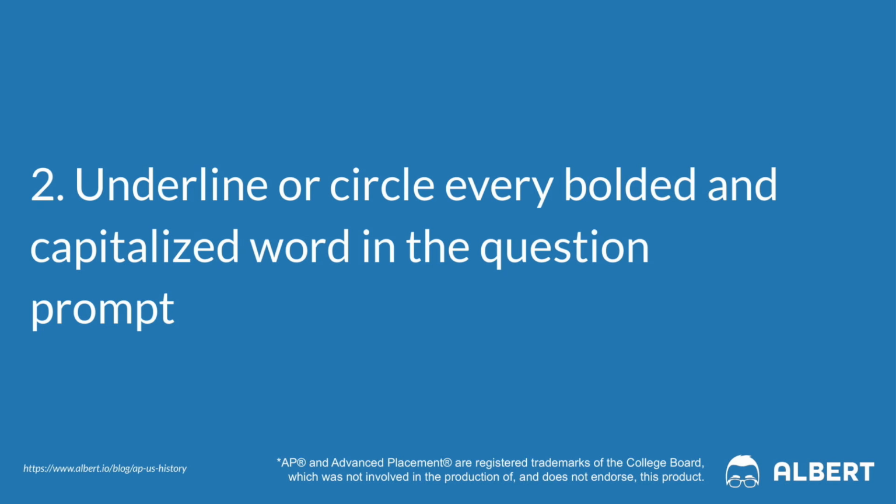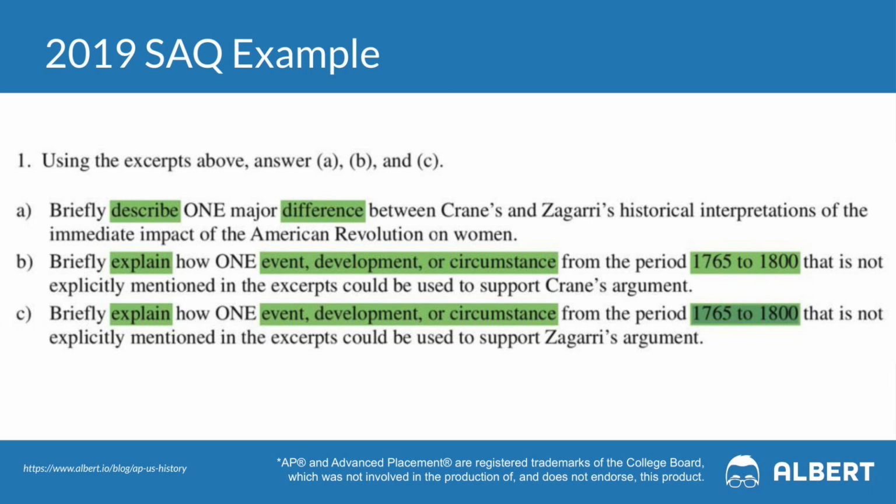The second step when it comes to writing effective AP US History FRQs is to make sure that you circle or underline any keyword in the question itself. You will often be asked to do things such as describing and explaining when it comes to the SAQ section, as you can see here on the screen with the 2019 exam. Students will often be asked to do so in response to a particular stimuli that the College Board has given them.